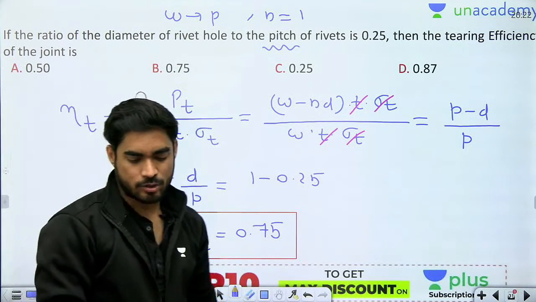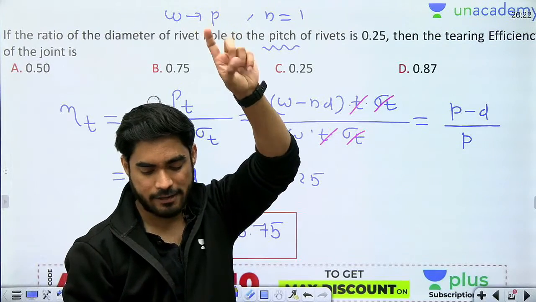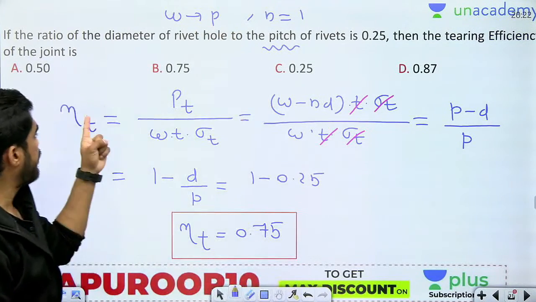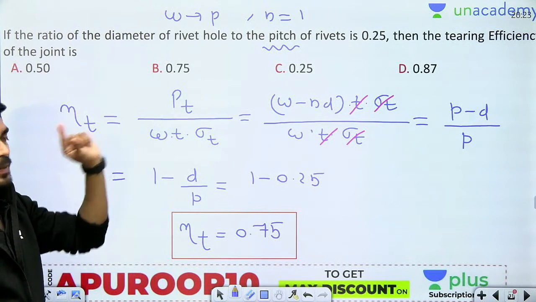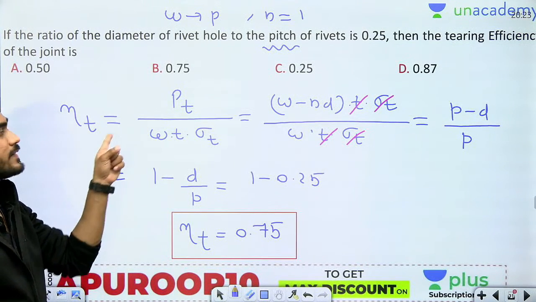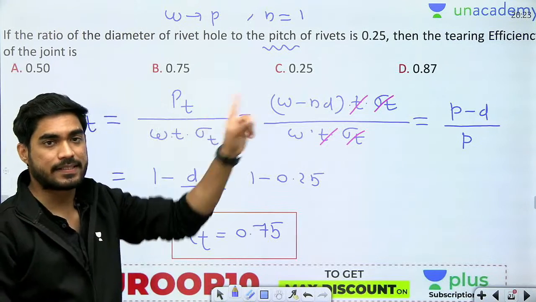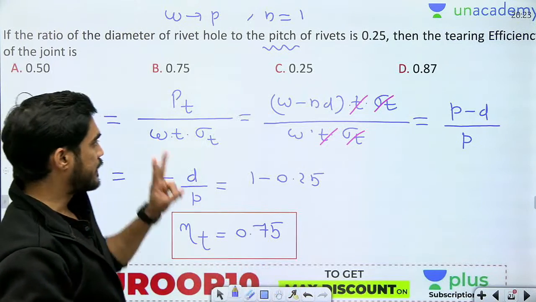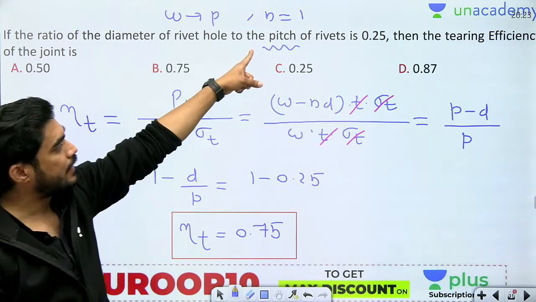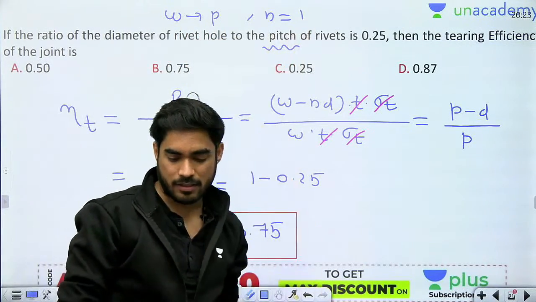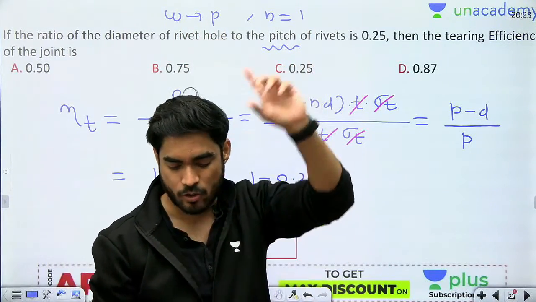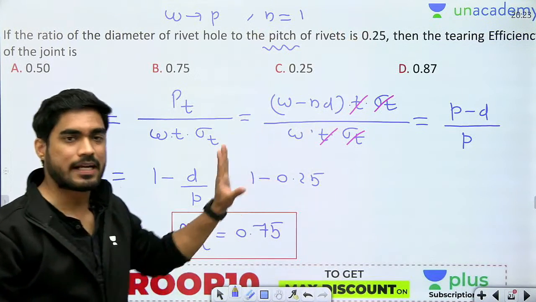Is this clear? तो यहां दो चीजें देखने को मिली. First, tearing efficiency is what? If tearing efficiency is asked, then use PT. If joint efficiency is asked, use minimum of PT, PC, PS. Okay. Second thing, if pitch is given, replace W with P and N with 1. W को P से replace कर दो, N को 1 से replace कर दो, and you will get your answer.